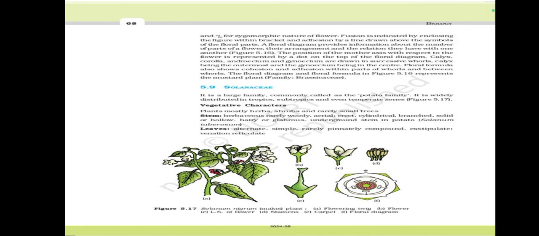Underground stem in potato, Solanum tuberosum. Leaves alternate, simple, rarely pinnately compound, exstipulate, venation reticulate. Solanum nigrum plant, flowering twig, flower, L.S. of flower, stamens, carpel, floral diagram.